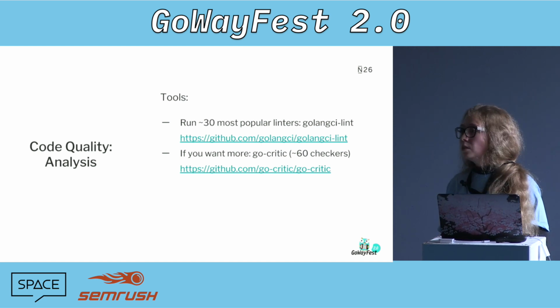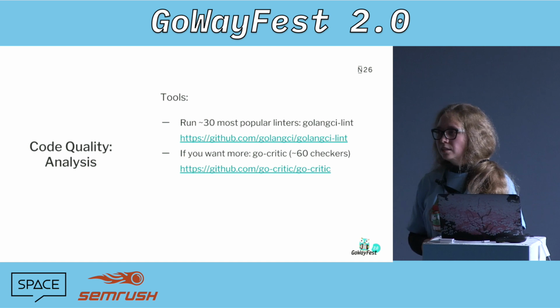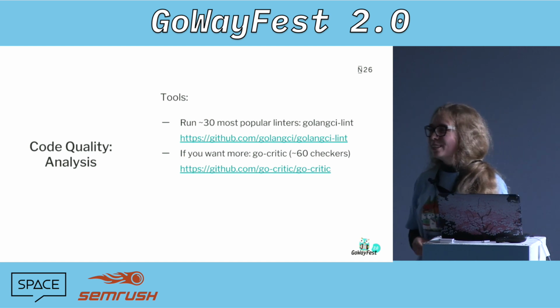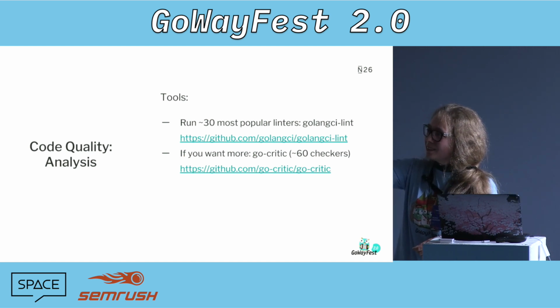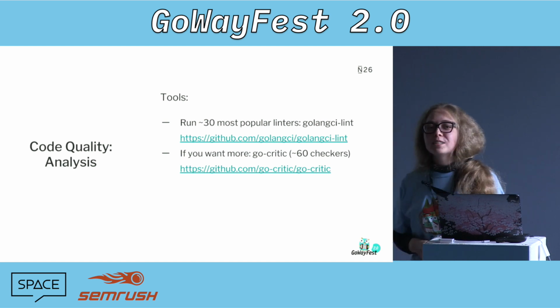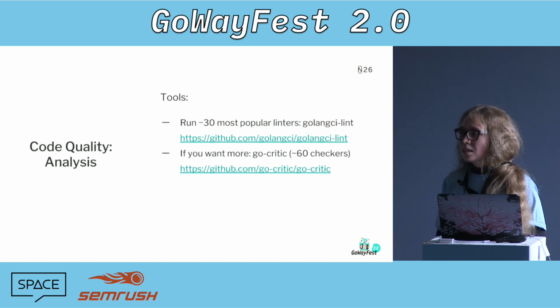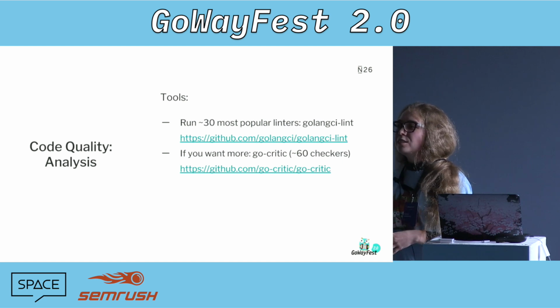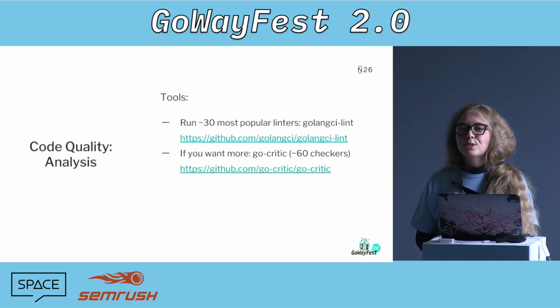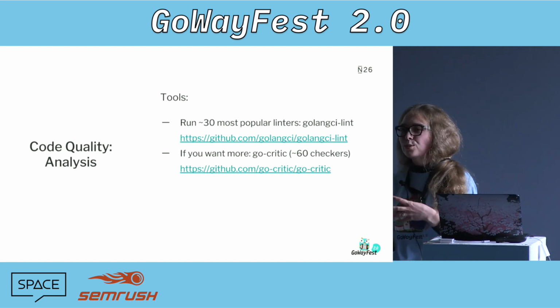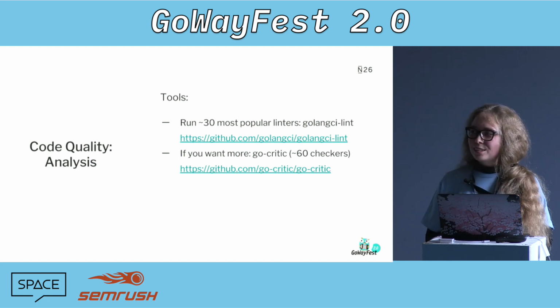And if you want even more tools, you can use GoCritic. And the author of GoCritic is here. Iskander, please raise your hand. GoCritic provides more than 60 different linters. And as I understand, the authors are interested in having more and more linters. So if you have any ideas how you might want to check your code, please talk to Iskander. He will be probably happy, I hope, to hear you.